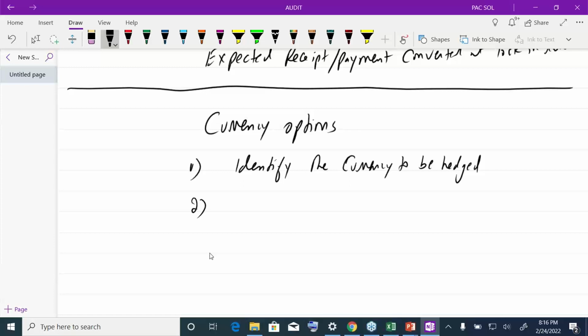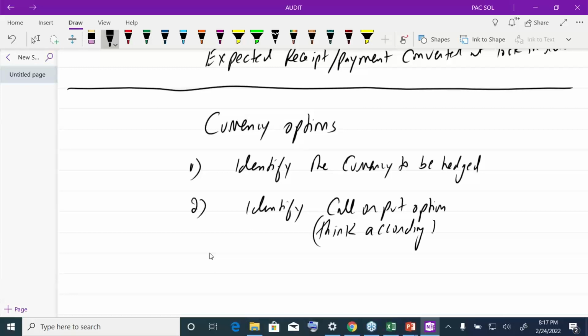Next, identify call or put option. If you want to buy the contract size currency, call option. If you want to sell the contract size currency, put option. You have to think according to the contract size currency.